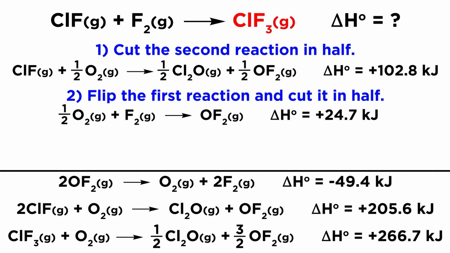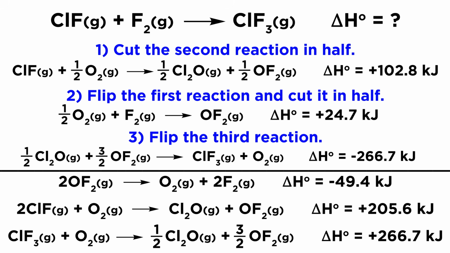And lastly, we need ClF3 and we need it as a product. So where can we find it here? Well, this third reaction has ClF3, but it has it as a reactant. So what can we do? All we have to do is flip the third reaction. So let's do that now. So 1/2 Cl2O as a product becomes a reactant. 3/2 OF2 becomes a reactant. And then ClF3, which was a reactant, is now a product. And O2 is also now a product. And once again, we can't forget, we have to take our delta H value. It was positive 266.7. Because we flipped it, it is now negative 266.7 kilojoules.